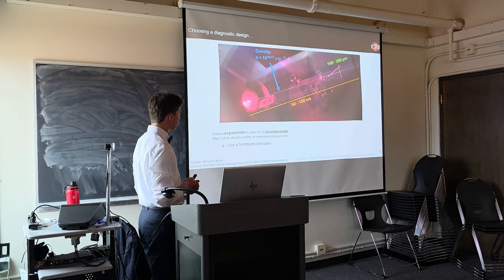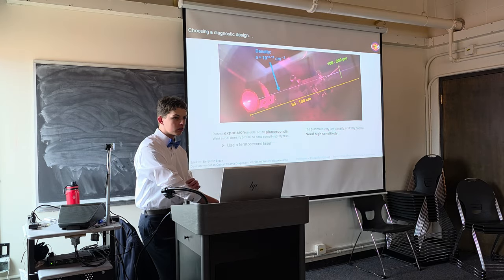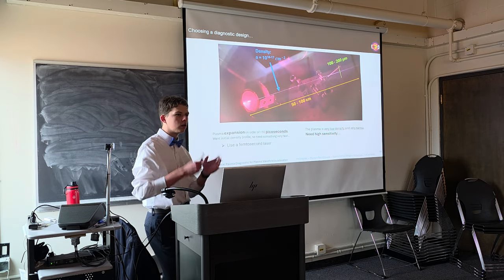Now, the plasma itself is very low density, 10 to the 16, 17 particles per centimeter cubed. It's quite low density. Normal atmospheric pressure is about 10 to the 19 or 10 to the 20 particles per centimeter cubed. So this is about 3 or 4 orders of magnitude less than that.